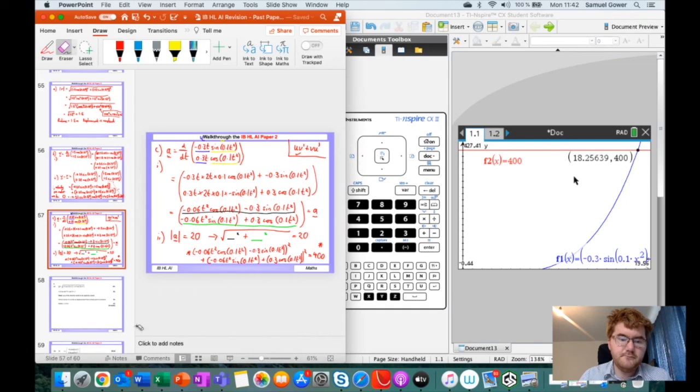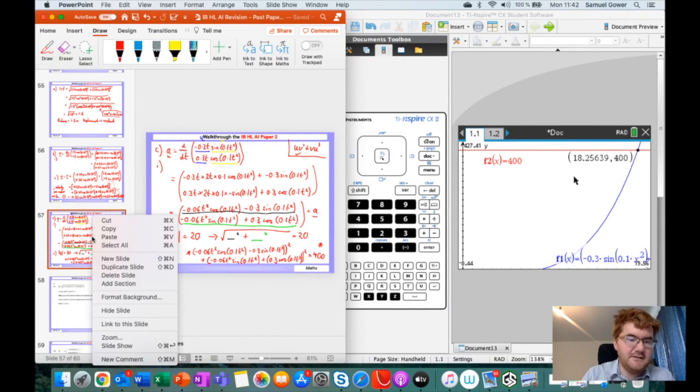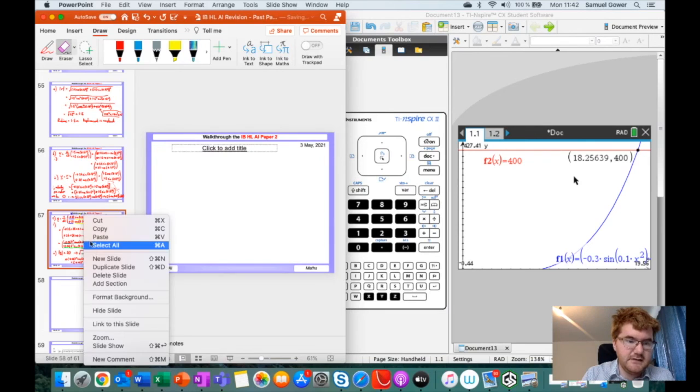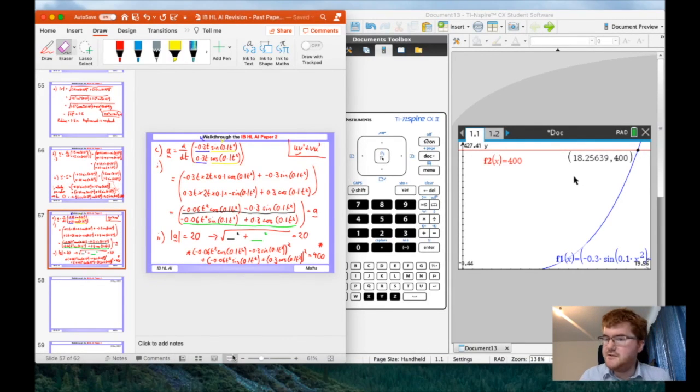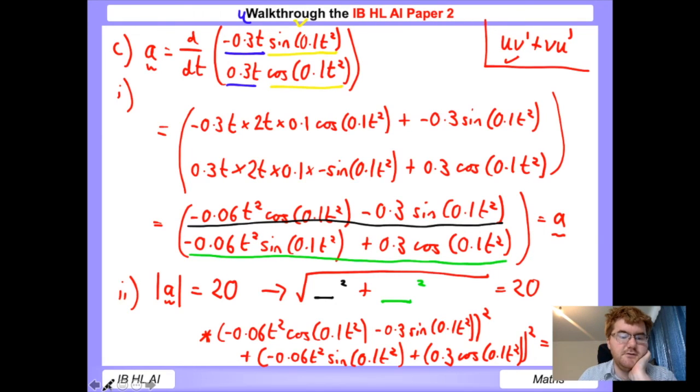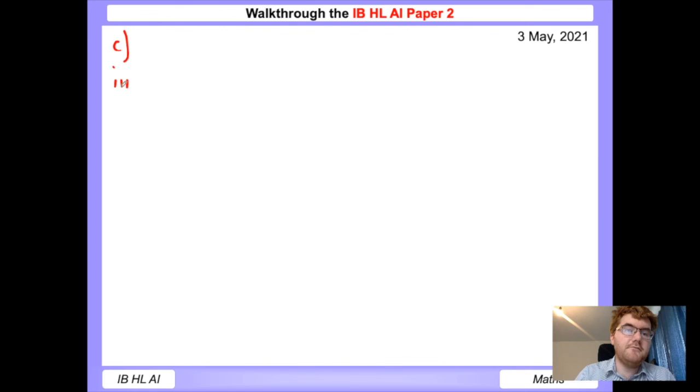So by GDC, I'm going to need some more slides here. The last part I underestimated how many slides are required. So I'm just going to read off the x value, and that's going to be my solution. So t is equal to 18.3 seconds, to 3 sf, like so. Okay, very good. Now let's look at part 3.